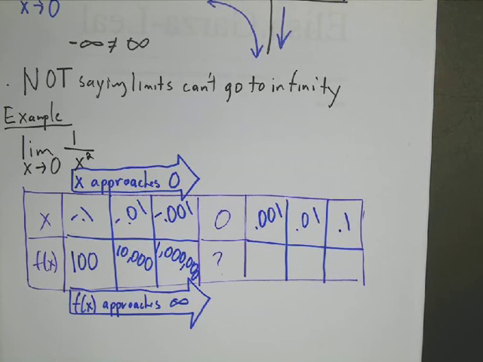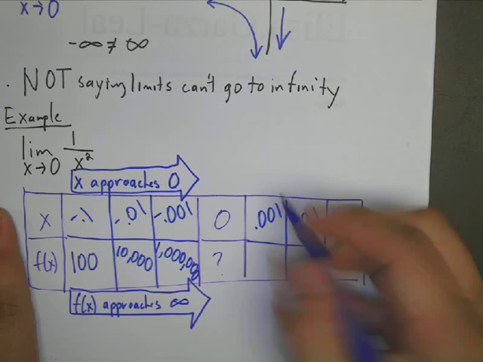Because what happens when I plug in negatives in here and I square them? Yeah, the negatives become positive, right? So if I input a positive, it really shouldn't change anything, right? The number should still be the same. So this is also going to be 100, 10,000, and 1 million.